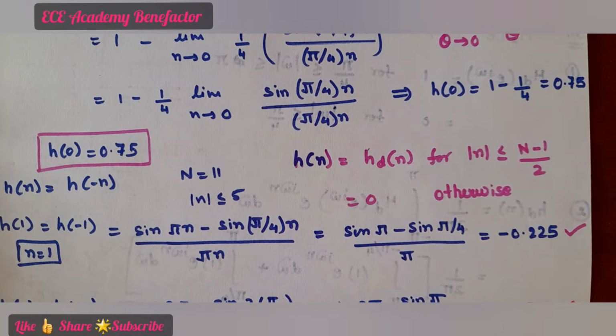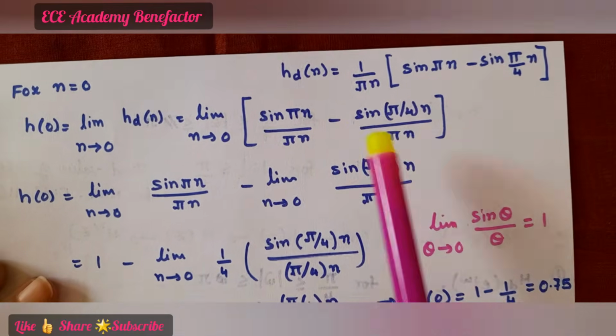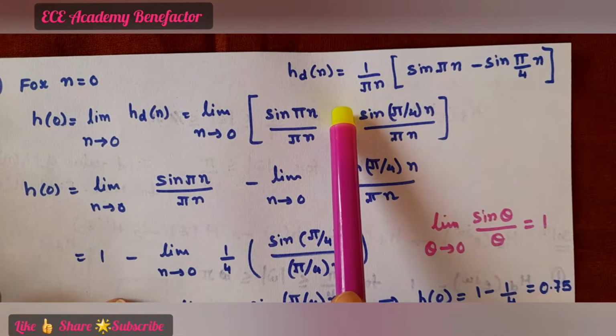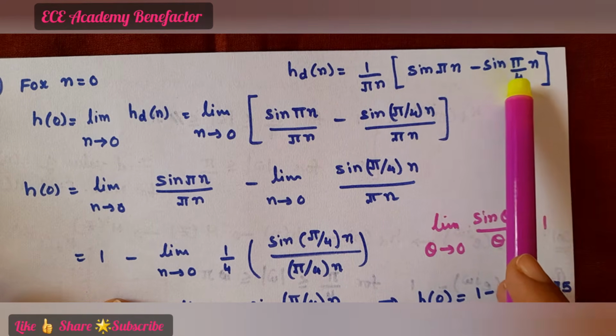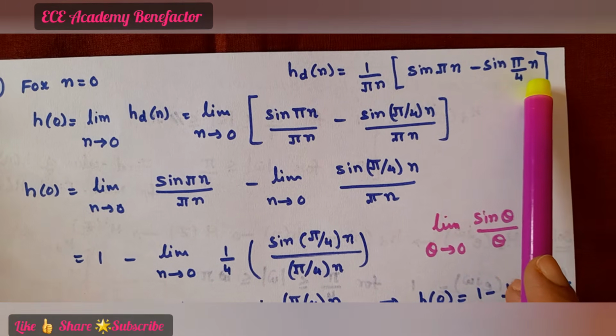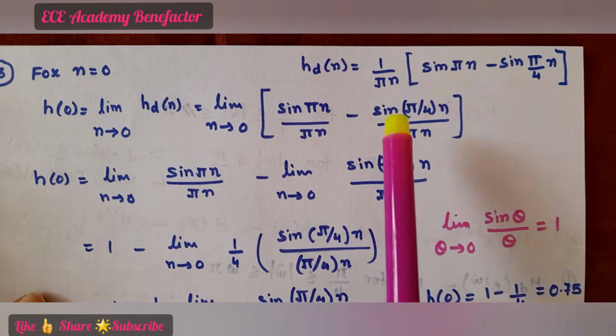So we have to find the truncated impulse response, and we know in the previous equation we got h d of n is 1 by pi n, sin pi n minus sin pi by 4 of n. We got this h d of n. Now, from this h d of n we have to find h of 0.